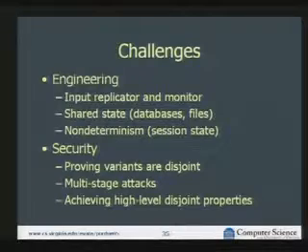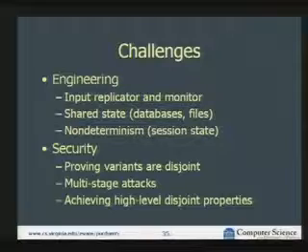Okay, so actually implementing this poses lots of challenges. We haven't implemented this yet. We're working on this now. There's the engineering questions of how do you actually implement this design. Right? We need to build an input replicator, and that's a single point of failure. Right? If there's a vulnerability in the input replicator, that can be exploited directly. It's not going to the two variants yet. But maybe the input replicator is simple enough we can implement it in hardware and have a lot of confidence that it's correct.